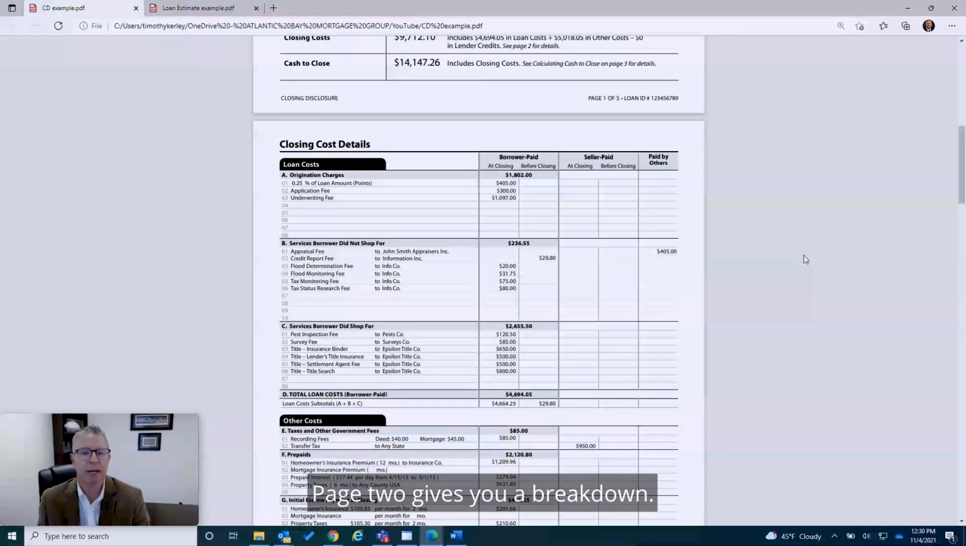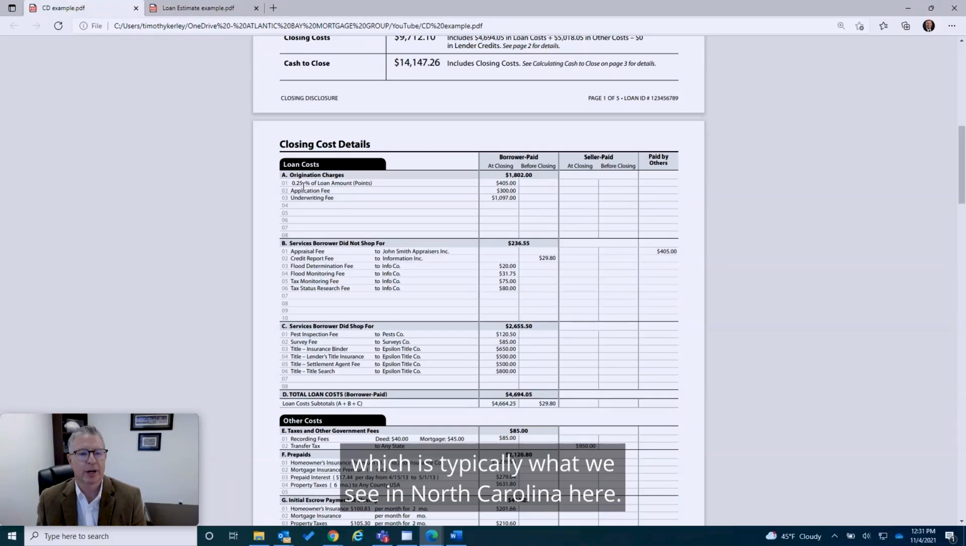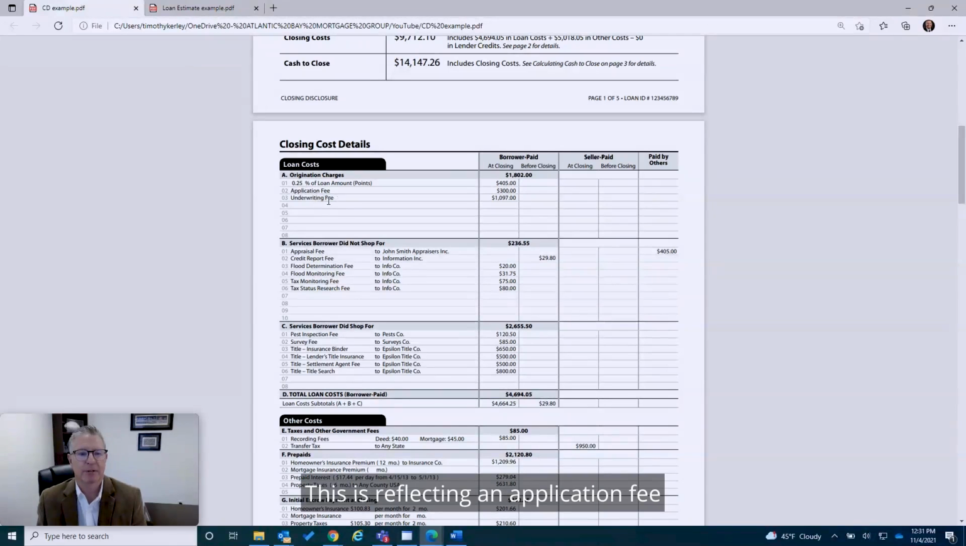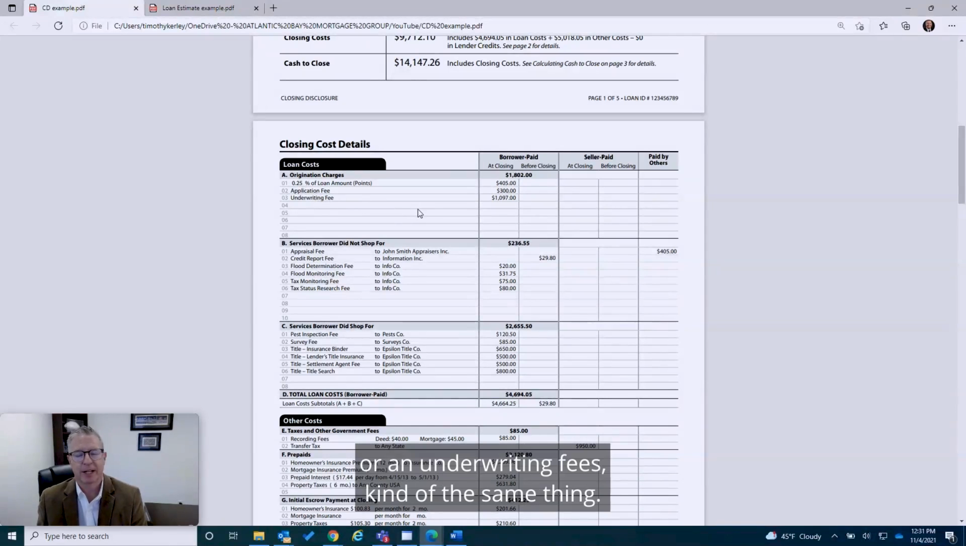Page 2 gives you a breakdown. I'm not going to go through a great detailed analysis of this, but you can see the top section here. These are really your lender fees if you're paying points, or if you have an origination fee, which is typically what we see in North Carolina. Here, this is reflecting an application fee or an underwriting fee. Is kind of the same thing.